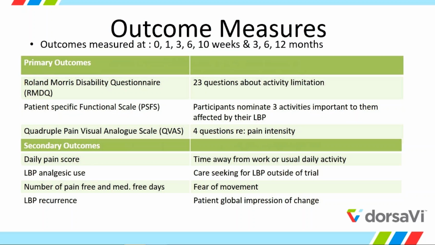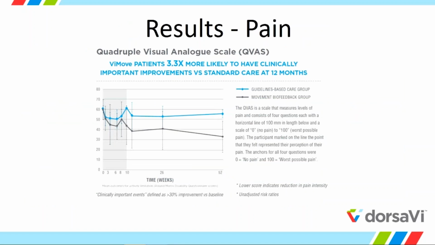So looking at the results, first on pain, purely on their visual analog scale, the V-Move patients, the ones that actually received the sensor treatment and used biofeedback or live training, were 3.3 times more likely to have clinically important improvements versus standard care at 12 months. So the blue line is the control group just receiving regular care, and the black line is the movement biofeedback group. And you can see their pain scores actually went even further down than they were at 26 weeks.